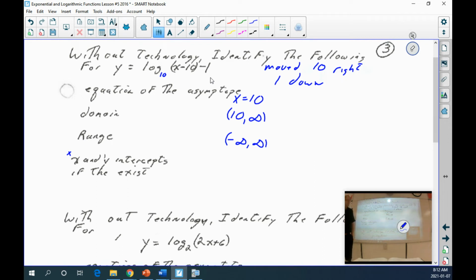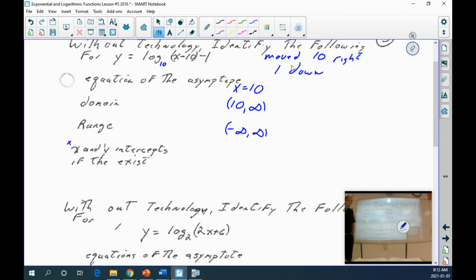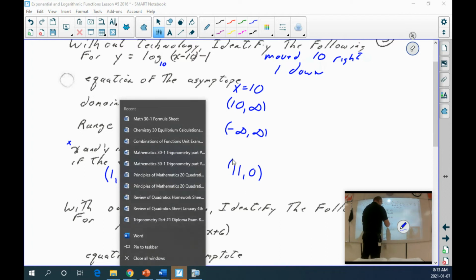The x and the y intercepts, we can do the x-intercept without actually doing any math. The x-intercept of an untransformed logarithmic function is 1, 0. We did not stretch it, so the only thing we did was move it 10 to the right. So now our x-intercept is at 11, 0. Okay, just because we moved it.